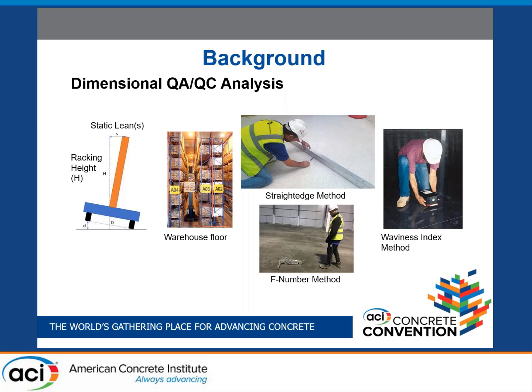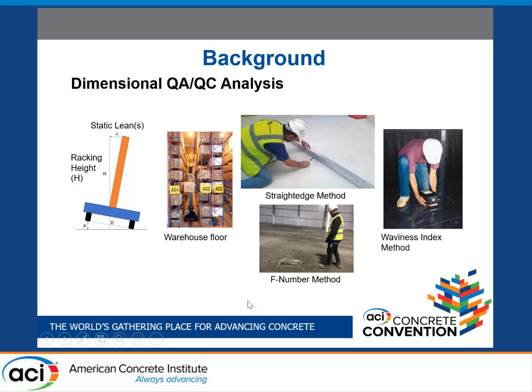Even if waviness present in slabs is not immediately noticeable, the waviness of the slabs in industrial facilities such as large warehouses must be examined because failing to detect those waviness and deviations from the specified tolerances may affect the operational activities that the floor is designed to handle. Here on the left figure, you see a very narrow aisle vehicle, and as you see, the irregularities on the floor may affect the operation of this vehicle and may cause static lean.